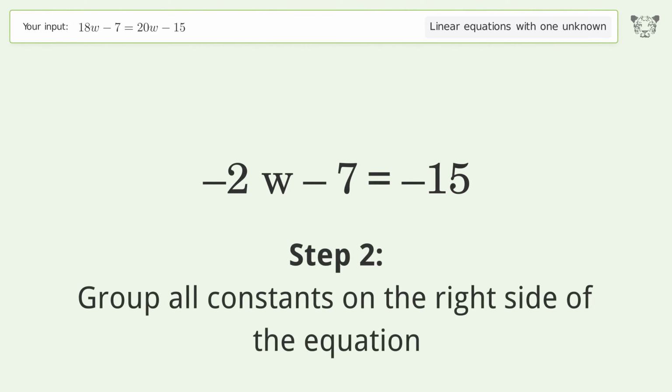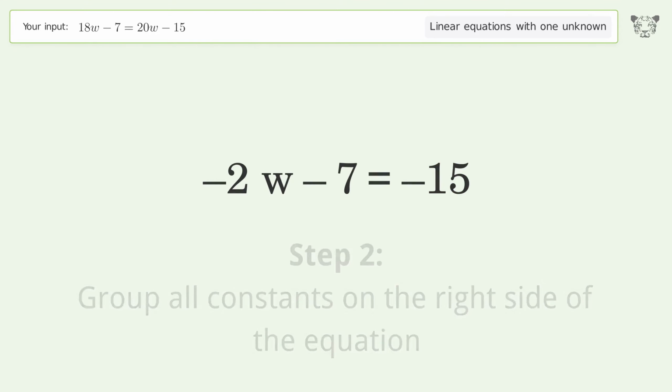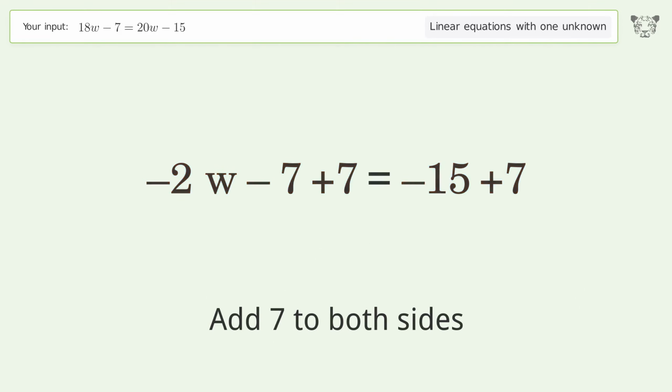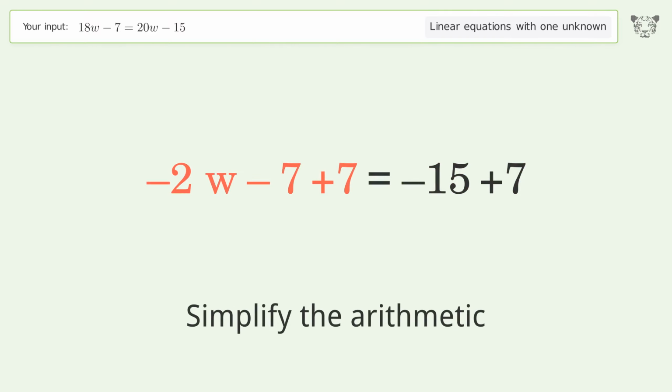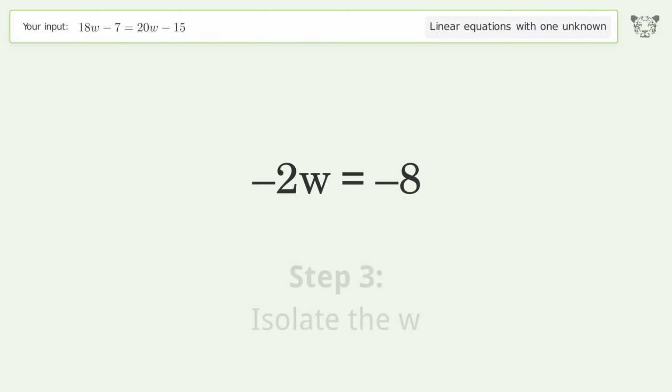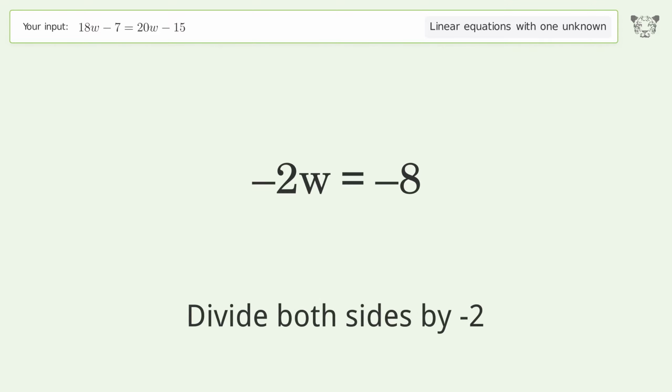Group all constants on the right side of the equation. Add 7 to both sides. Simplify the arithmetic. Isolate the w. Divide both sides by -2.